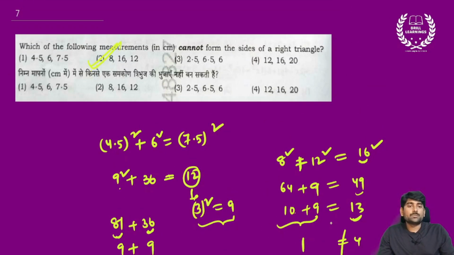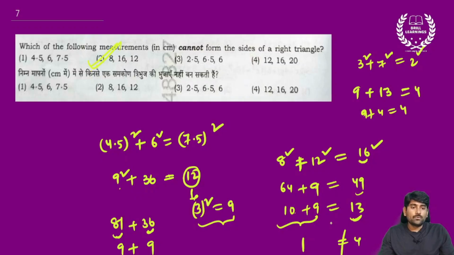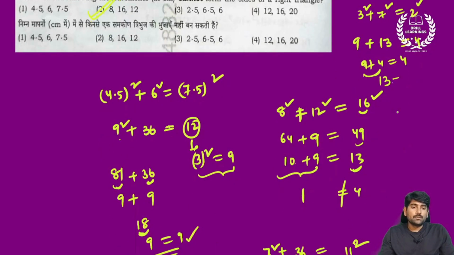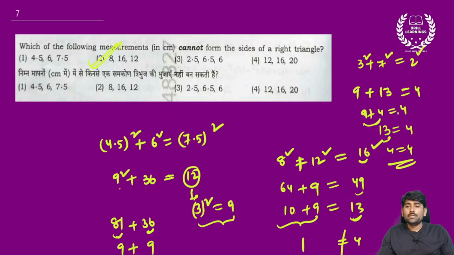Let's check the last option as well. 12 square means you can write 3 square. 16 square means 7 square, is equal to 20 square, which means 2 square. 3 square means 9, 7 square is 49, and 49 means 13, which is 4. So 9 plus 4 is 13, again 4. So 4 is equal to 4, and it is also satisfying. Here the first option, third option, and fourth option are Pythagorean triplets. By using those dimensions, we can form a right angle triangle.